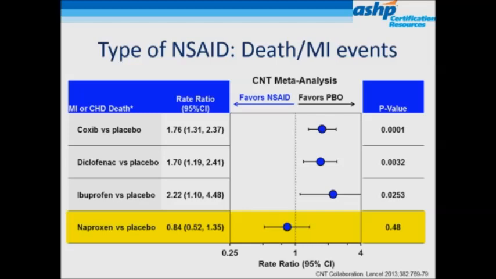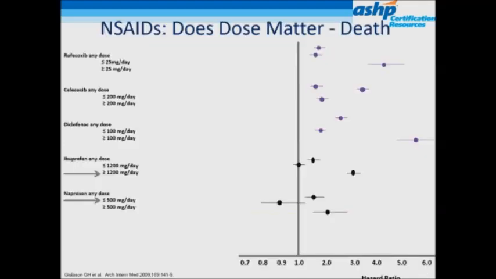So I think of them, even though mechanistically they're not the same, as similar in terms of their risk from a cardiovascular disease perspective. Even ibuprofen was associated with increased risk, but naproxen was not associated with a risk in this particular trial for patients who had events who were then evaluated for subsequent cardiovascular death or MI.